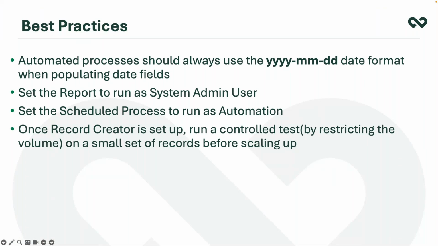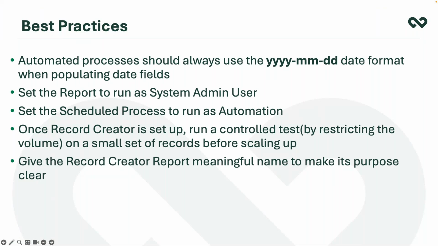Once the record creator is set up, start by running a control test by restricting the volume of data in the report and then scaling up if the record creator is working as expected. Give the record creator a meaningful name to make its purpose clear, so that in the plugin UI, if you have multiple record creators set up, you can identify which record creator is doing what.